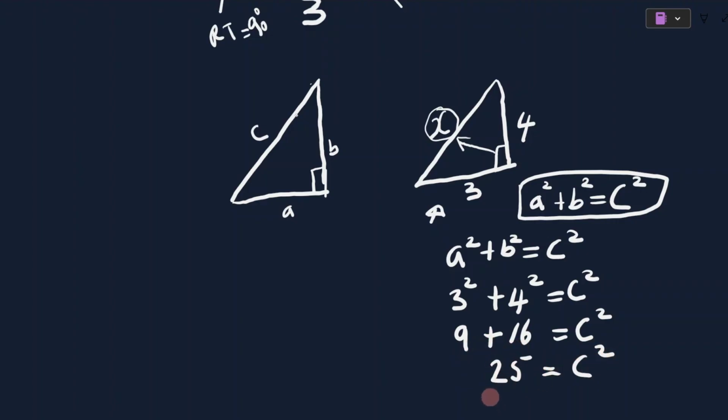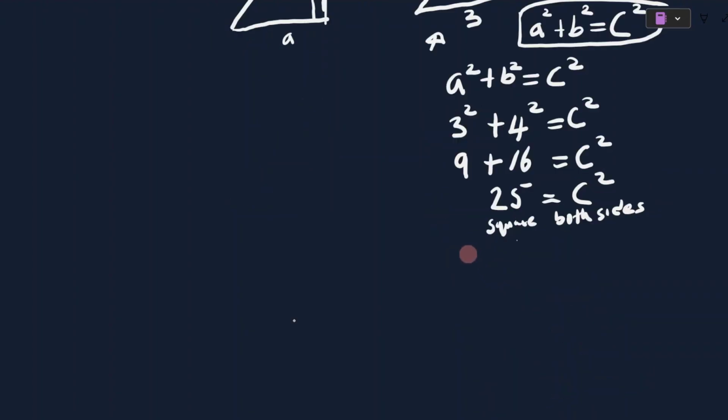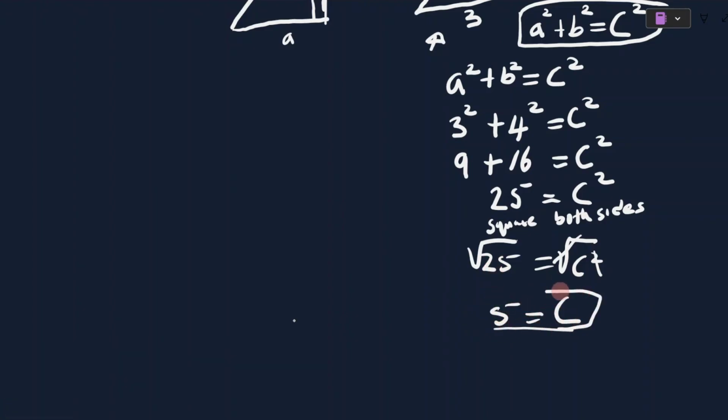The next thing is to take the square root of both sides of this equation. If we do that, we will have the square root of 25, which is equal to the square root of c squared. The square root cancels out the square, and the square root of 25 gives us 5, which is equal to c. Therefore, the value of c is equal to 5.